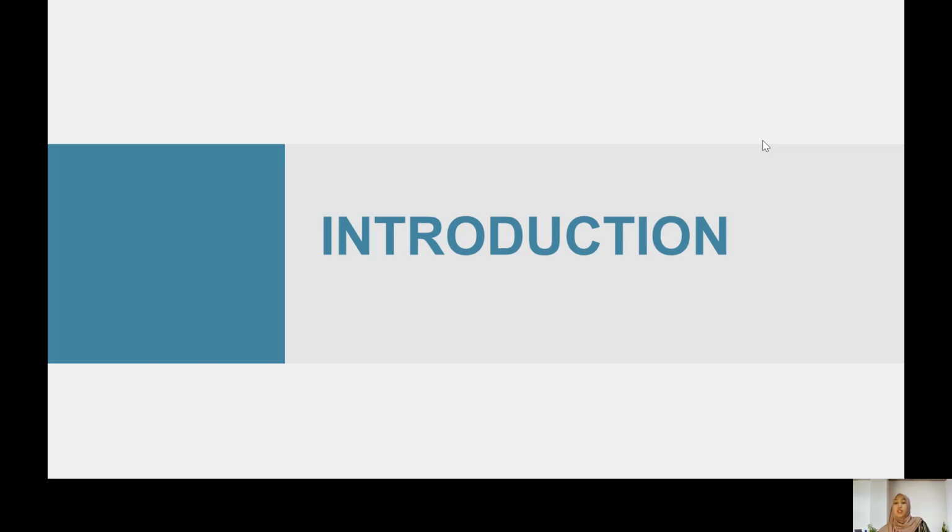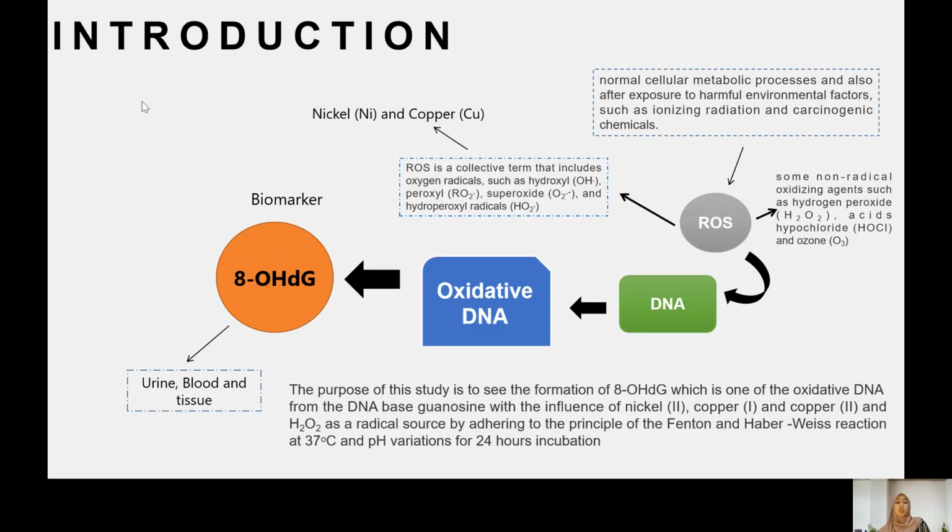Okay, next introduction. So, 8-OHdG or 8-hydroxy-2-deoxyguanosine is a biomarker, and we can find this product in urine, blood, and tissue.